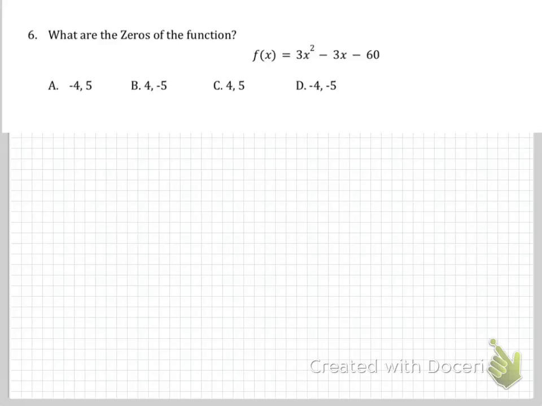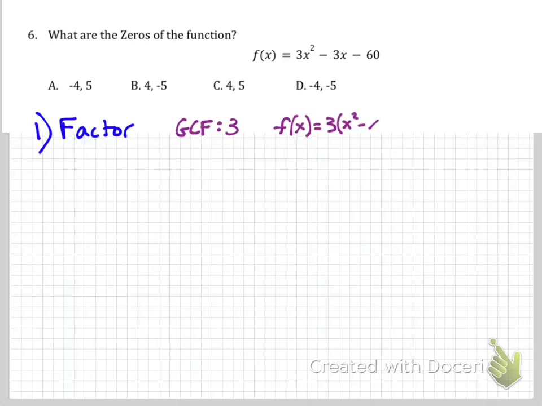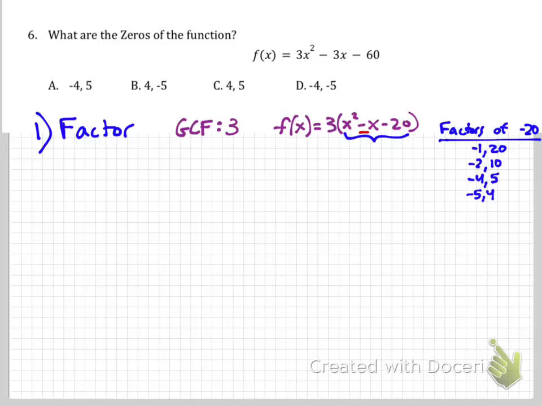All right, so the next one, you have lots of ways to do this. Perhaps the fastest is factoring, so I'm going to actually do it that way. Notice the GCF is 3, so I'm going to factor that out first. And then I need to do factors of -20 that add up to -1. So I'm searching here, got some factors, and aha, those two add up to -1, so I'm going to stop there.